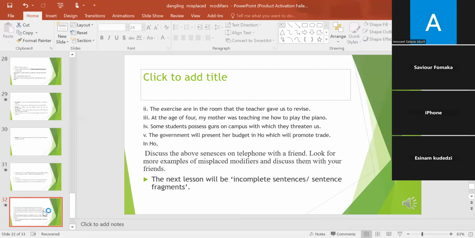The exercise are in the room that the teacher gave us to revise. At the age of 4, my mother was teaching me how to play the piano. Some students possess guns on campus with which they threaten us. Okay. In the second one, the exercise are in the room that the teacher gave us to revise. What does it mean?